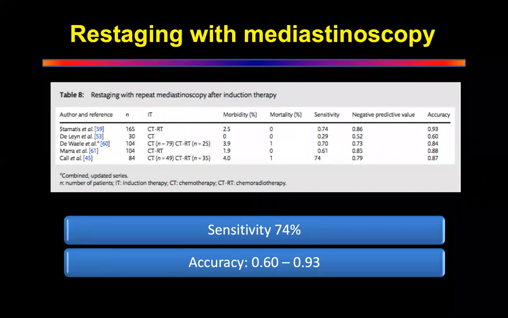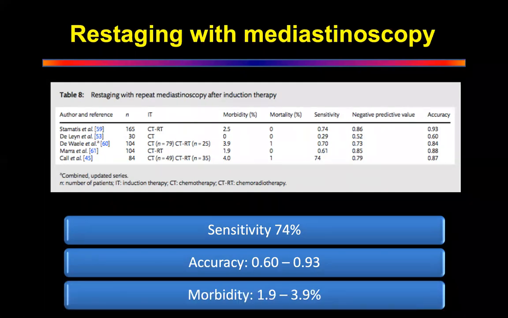The answer to that would be that technically mediastinoscopy carries a higher risk in a post-chemo, post-radiotherapy mediastinum. Okay? So here is the problem. Morbidity is 3.9%. Can you see this? This is the problem with restaging with mediastinoscopy, that the morbidity goes up dramatically. In a normal mediastinoscopy, first time, the morbidity is less than 1%. The second time, or post-chemo or post-radiotherapy, the morbidity rises to 1.9 to 3.9.